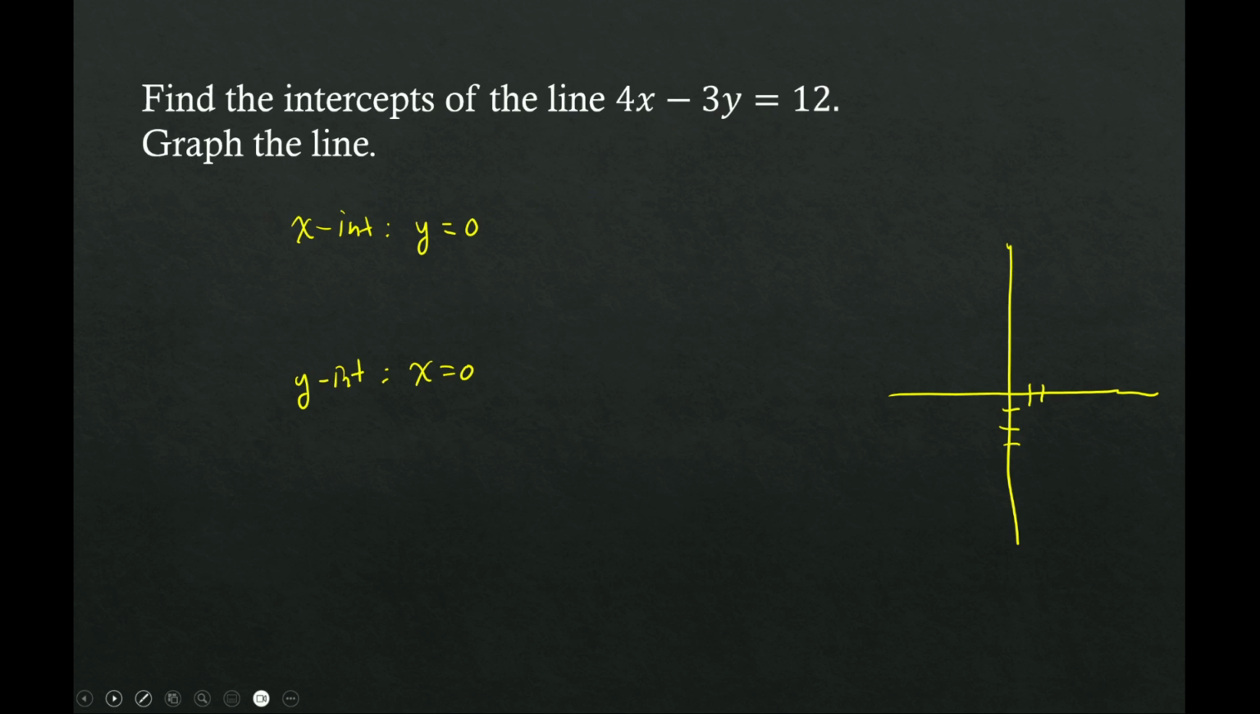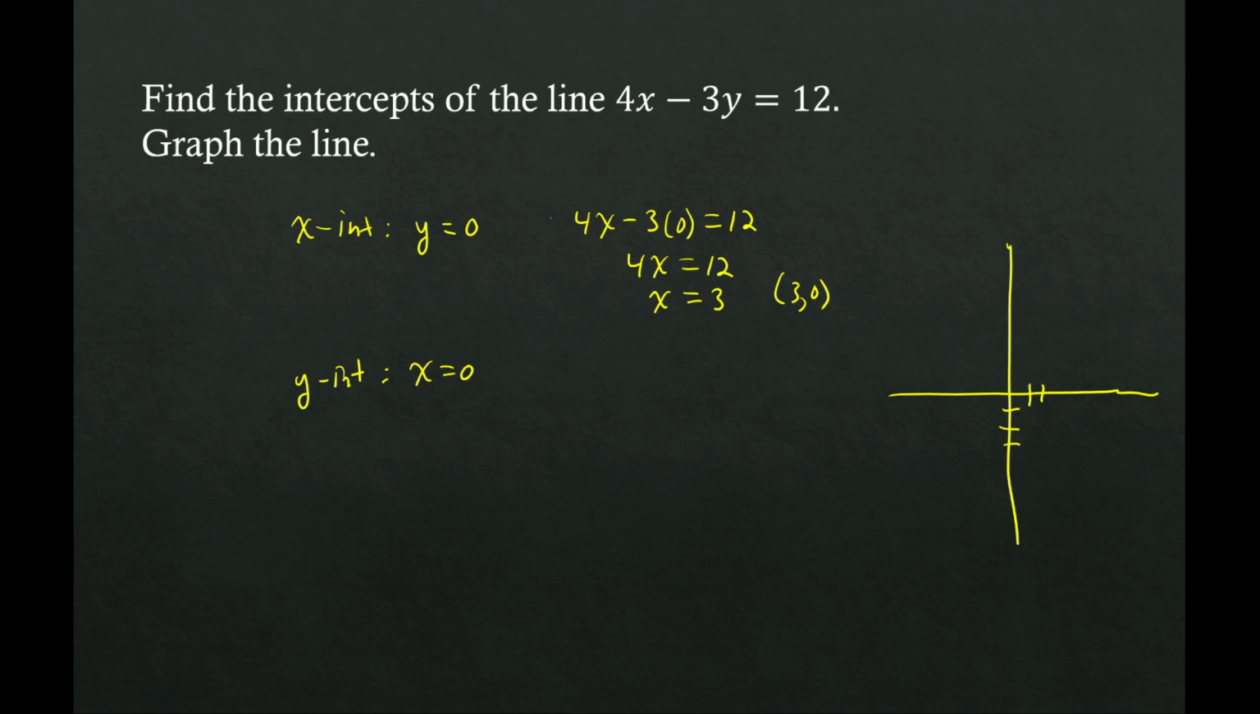If we have the line 4x minus 3y equals 12, we're going to find the intercepts of this line, and then we will graph the line. To find the x-intercept, you're going to set y equals 0 and solve for x. So we'll have 4x minus 3 times 0 equals 12. So you get 4x is equal to 12. So x is equal to 3 when you divide both sides by 4. So the x-intercept will be 3, 0.